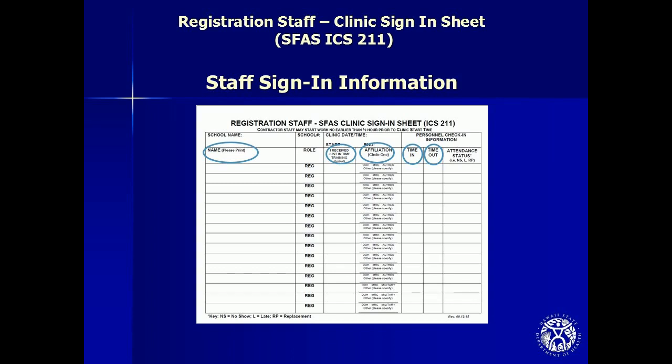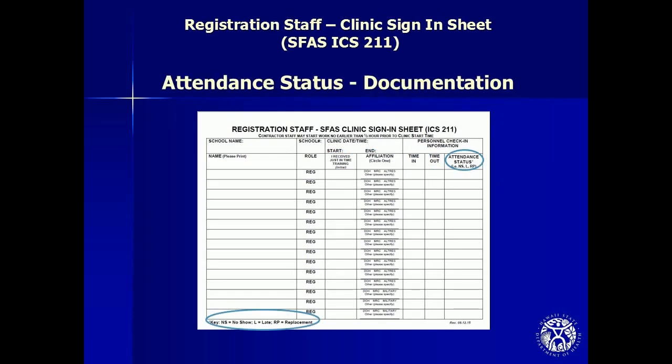It is especially important to provide an accurate account of actual hours worked by service provider staff for billing purposes. If this information is missing or unclear, clinic managers will be contacted and asked to recall the missing information. The attendance status column must be completed by the clinic manager or vaccine group supervisor to document staff who are late, no-show, or a replacement staff. In the lower left-hand corner is a key that contains abbreviations of terminology such as L for late or NS for no-show.